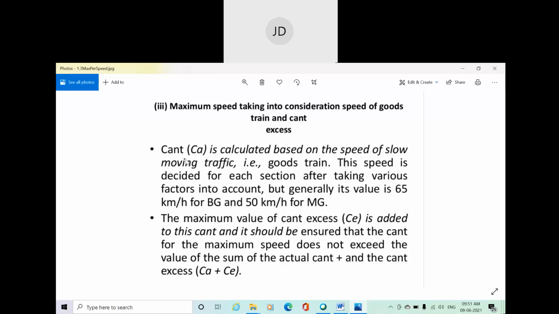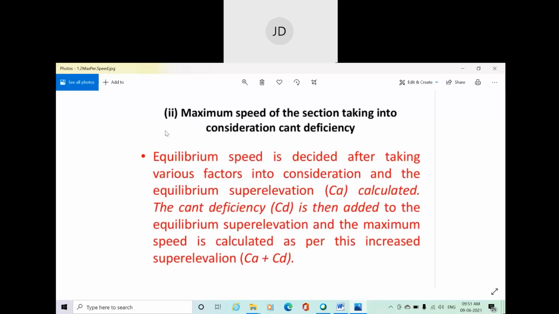Then now we need to find out the maximum speed considering the natural one. If you want to find out the actual speed of the train, then we have to add cant excess with the actual cant. Based on this cant plus CE, based on this super elevation, you need to find out the maximum speed of the train. So this number 3 is a little bit just opposite of this C2.